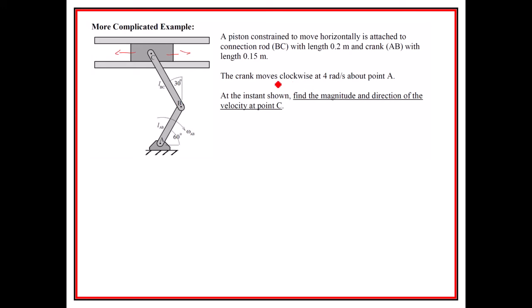And we know that the crank moves counterclockwise at 4 radians per second about point A. And at this instant, we want to find the magnitude and direction of the velocity of point C. So this is a pretty practical type of scenario that we'd want to use for a velocity analysis. So the first thing I want to do, because I know what's happening with this crank, is I'm going to look at that part AB.